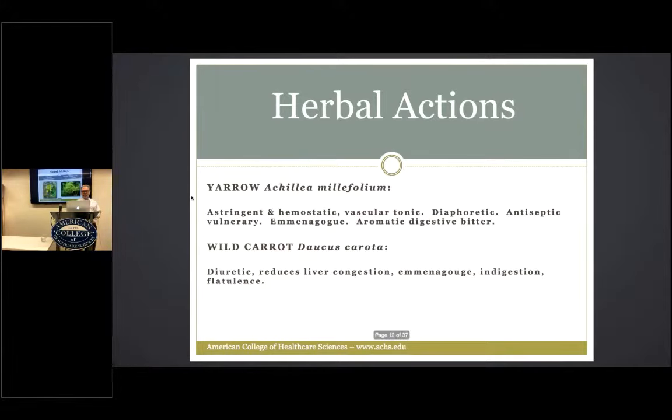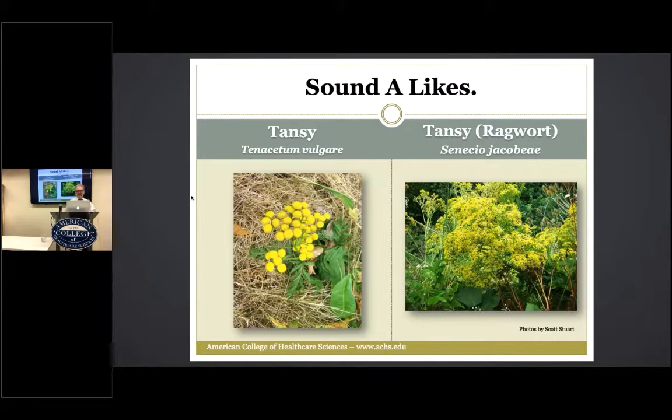However, moving on here, sound-alikes. Tansy is herbal medicine. It's a medium strength herb. A lot of herbalists won't use it because of potential toxicity. Tansy ragwort, on the other hand, is toxic to wildlife, and contamination of other plants with tansy ragwort is potentially toxic to human beings. Now, I took these pictures about a mile from where I live. The tansy ragwort is all over the place.